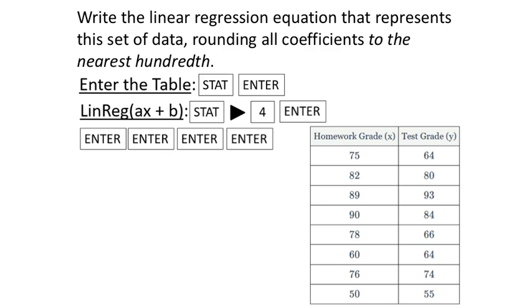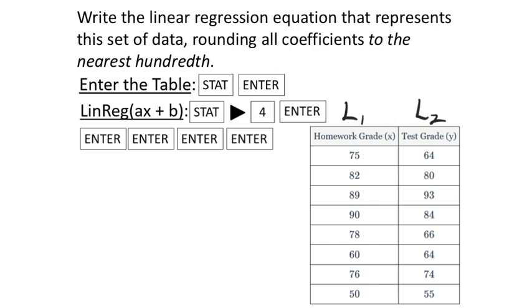Now for the screen, my x values, I'm going to put this in as list 1. My y values, I'm going to put this into list 2. So I'm in the table mode. I'm not worried about this part yet. We're going to get there. But I push 75, I've cleared mine by the way, but I push 75 enter, 82 enter, 89 enter, 90 enter, 78 enter, 60 enter, 76 enter, 50 enter. And that will complete my list 1.